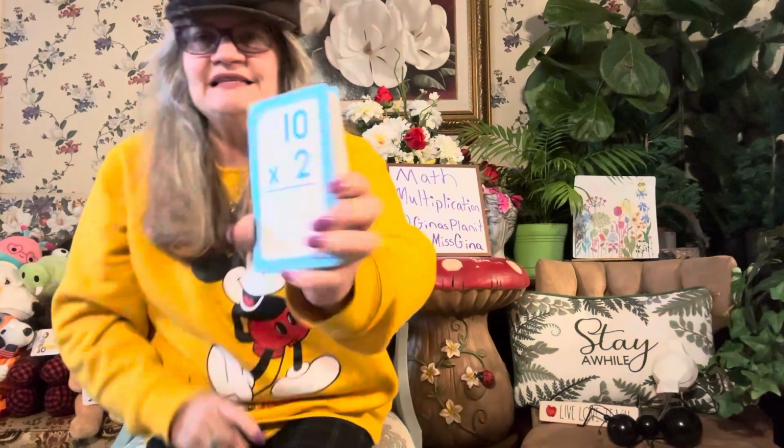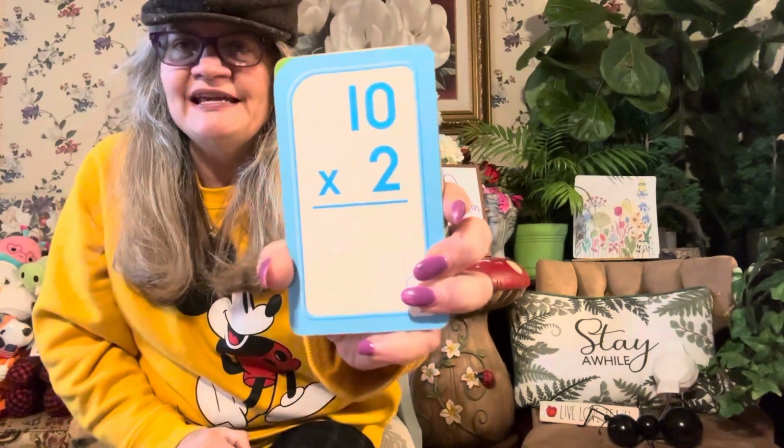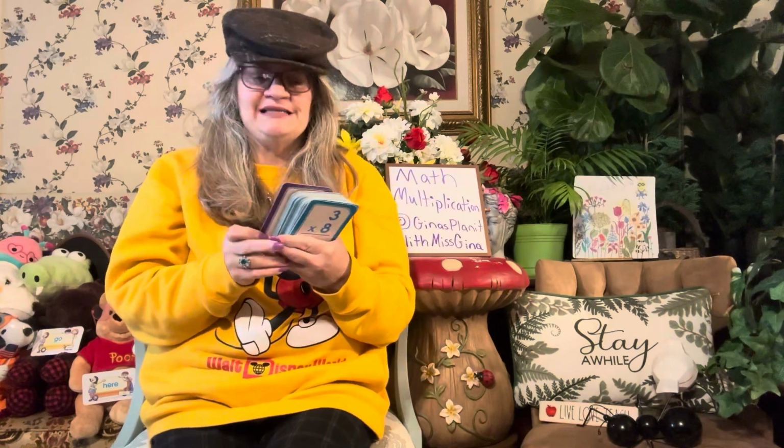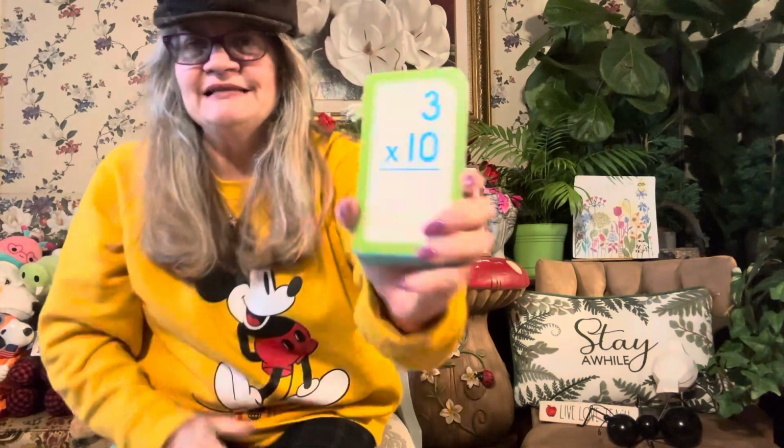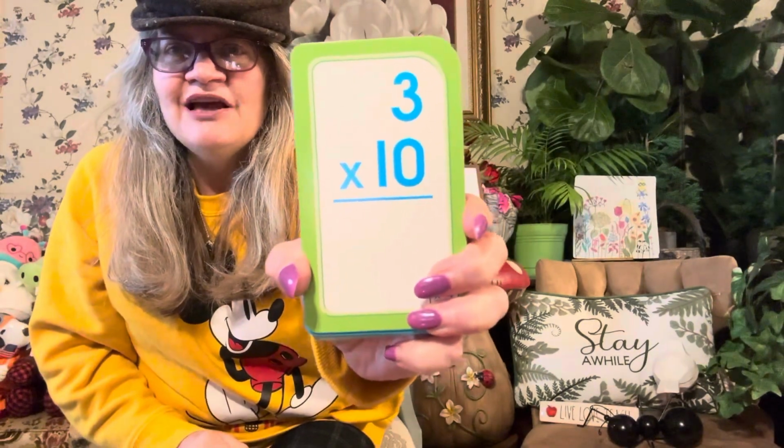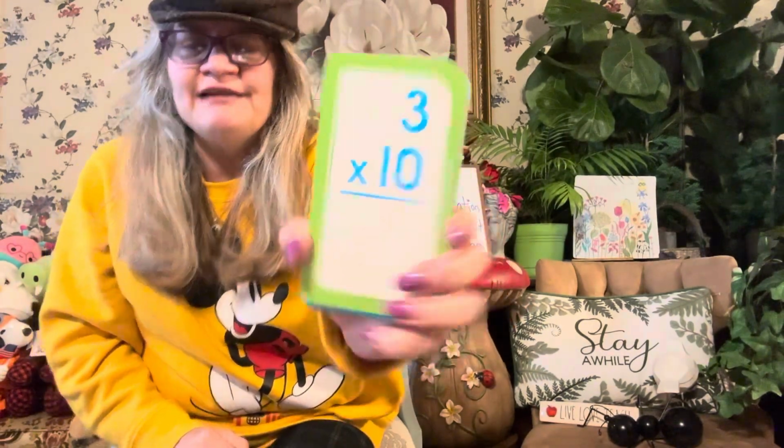Let's flip it over and see what's on the back. 10 times 2 is 20. 10, 20. Counting by tens. You have 2 10s. 10, 20. What about 3 times 10? 3 times 10 is 30.